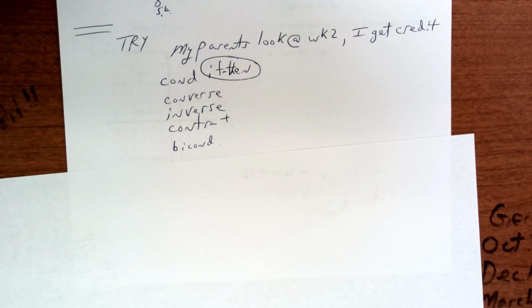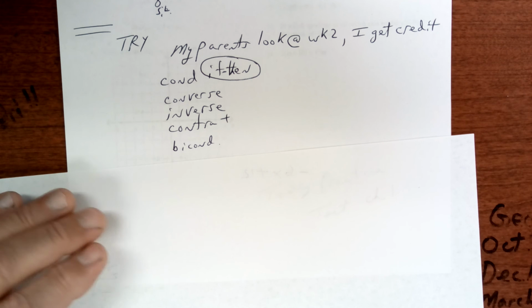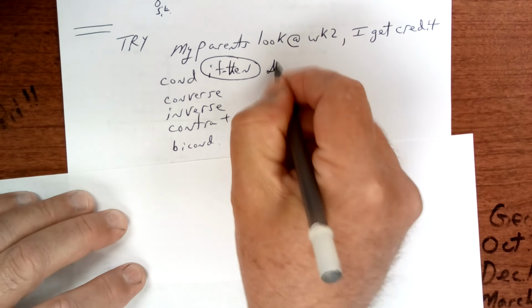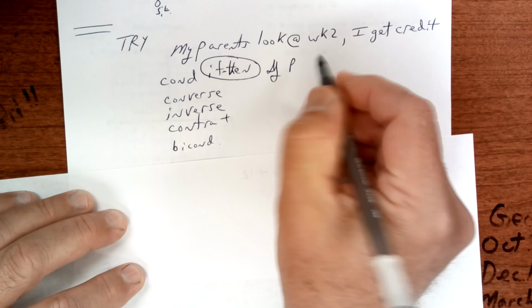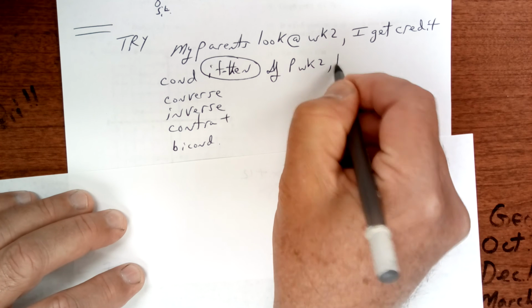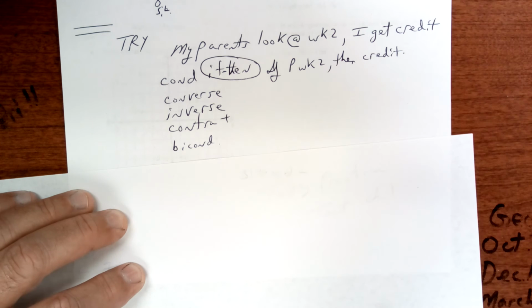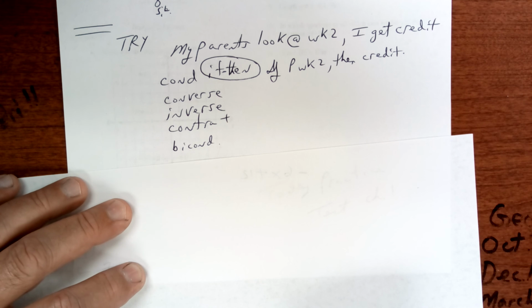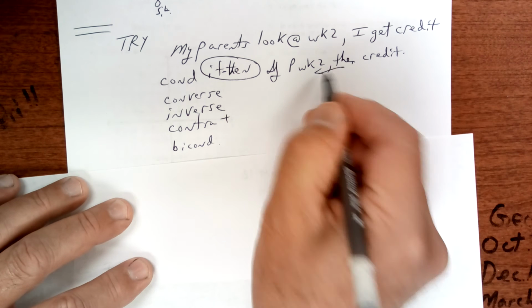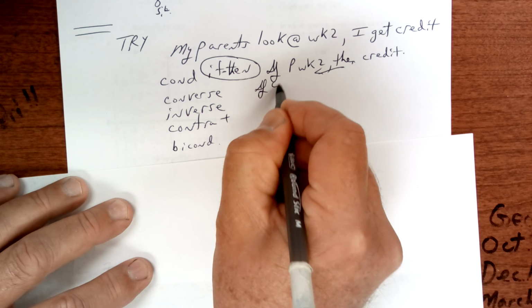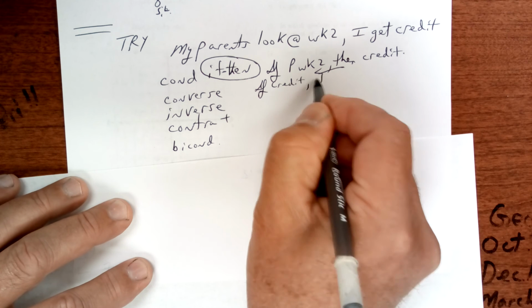So you want to write it as an if-then. So if my parents look at week 2, then I get credit. Okay, I'm not going to write all those words down just to save some time. The converse would be, you got to switch it: if I get credit, then my parents looked at week 2.